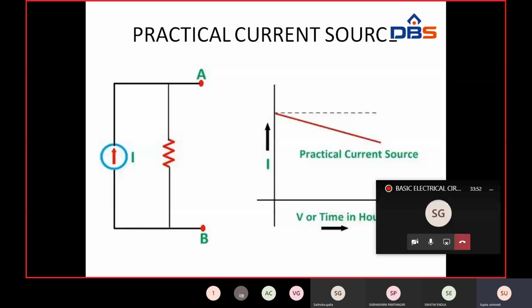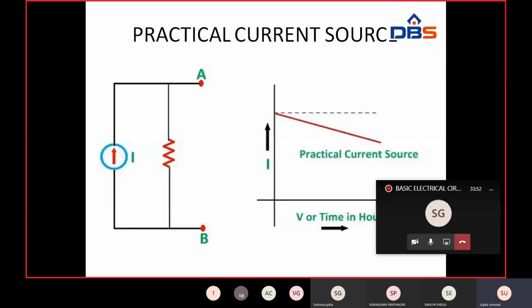Bilateral elements have the same properties in either direction. When it changes, it is called a unilateral element. Time variant elements vary with respect to time. Otherwise, it is called time invariant. An element that does not vary with respect to time is a time invariant element.